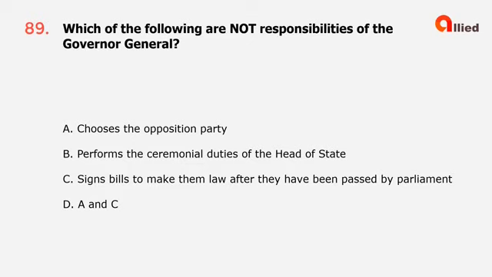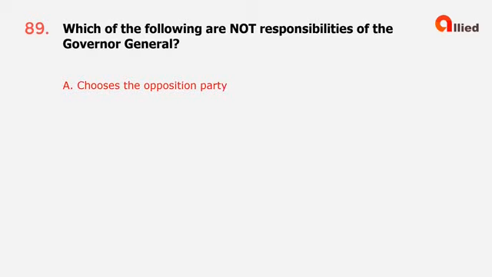Question 89. Which of the following are not responsibilities of the Governor-General? A. Chooses the opposition party. B. Performs the ceremonial duties of the head of state. C. Signs bills to make them law after they had been passed by Parliament. D. A and C. The answer is A. Chooses the opposition party.